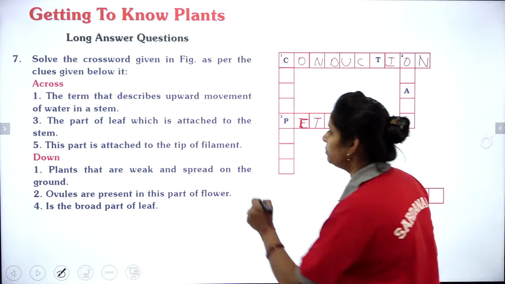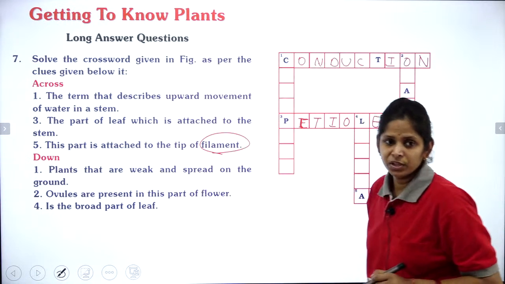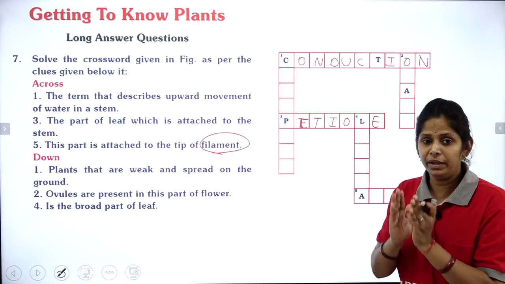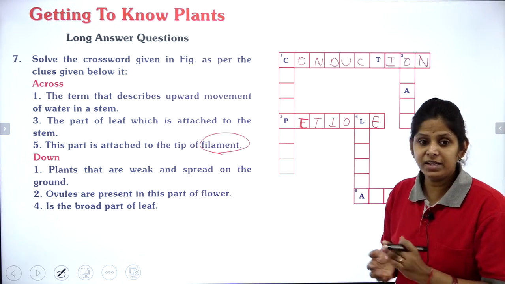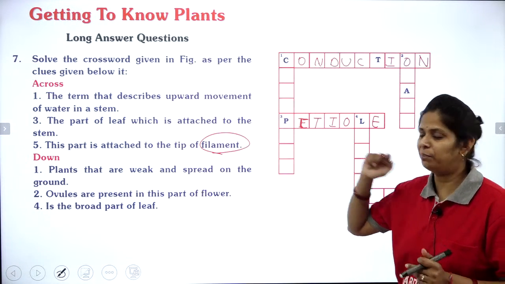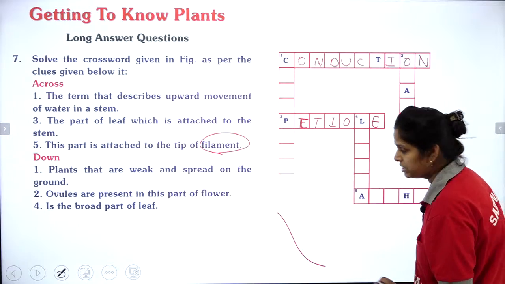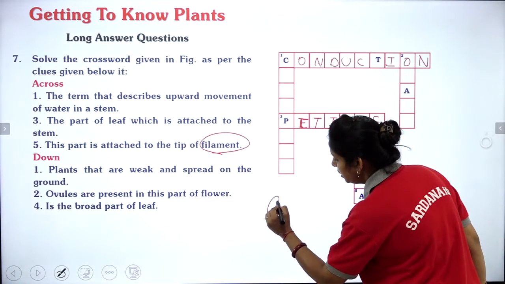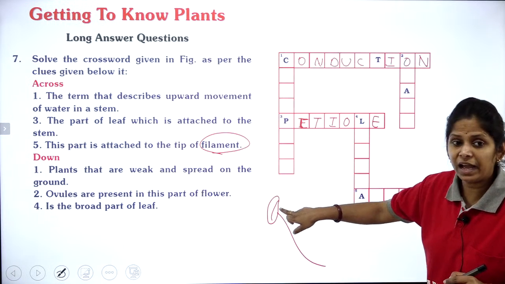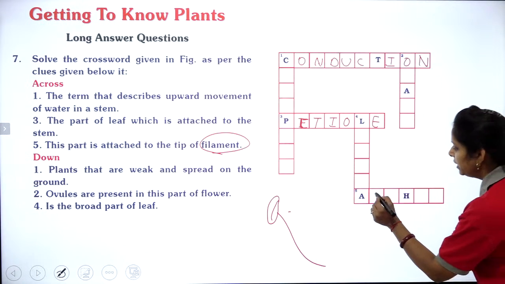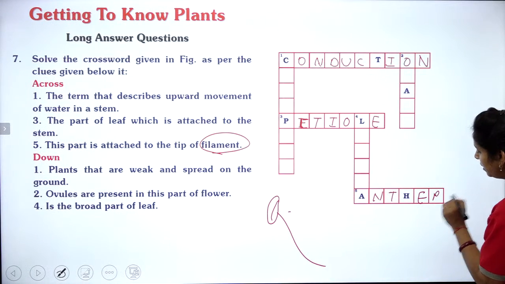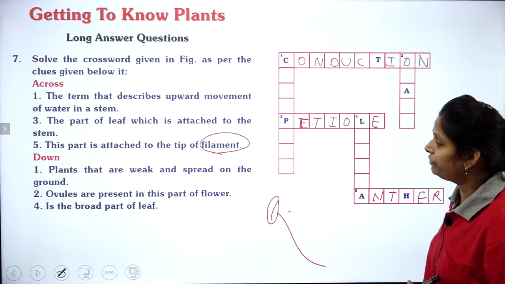And you know, it is coming in your mind, what is this filament? Filament is the part of the stamen. Yes, it is part of the male reproductive system, and stamen consists of two main parts, anther and filament. You can see here this is filament, and on the tip of the filament it is attached with the anther part. So we will write down here anther, A-N-T-H-E-R, it's anther.